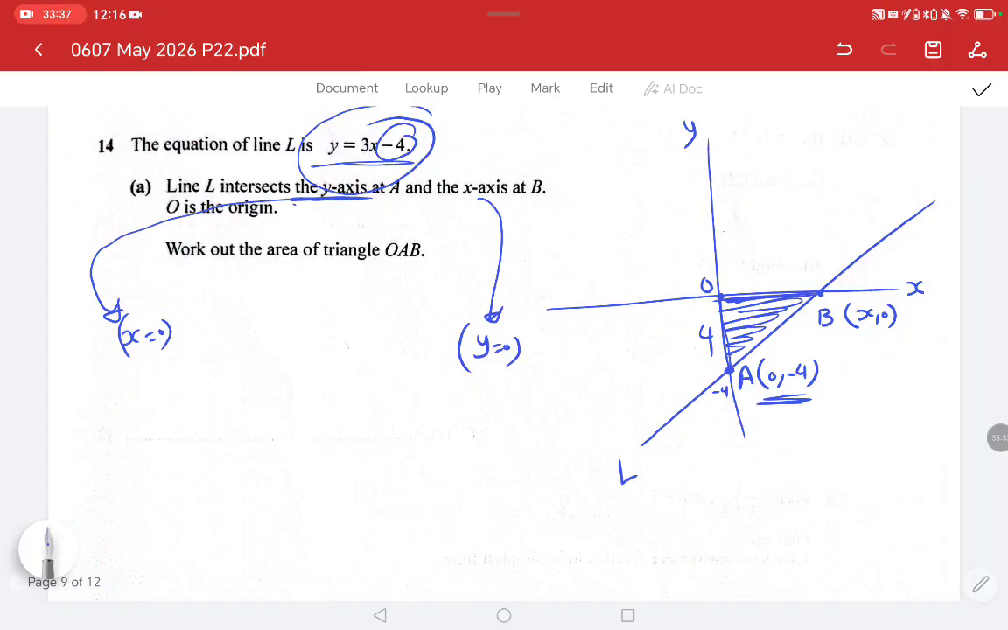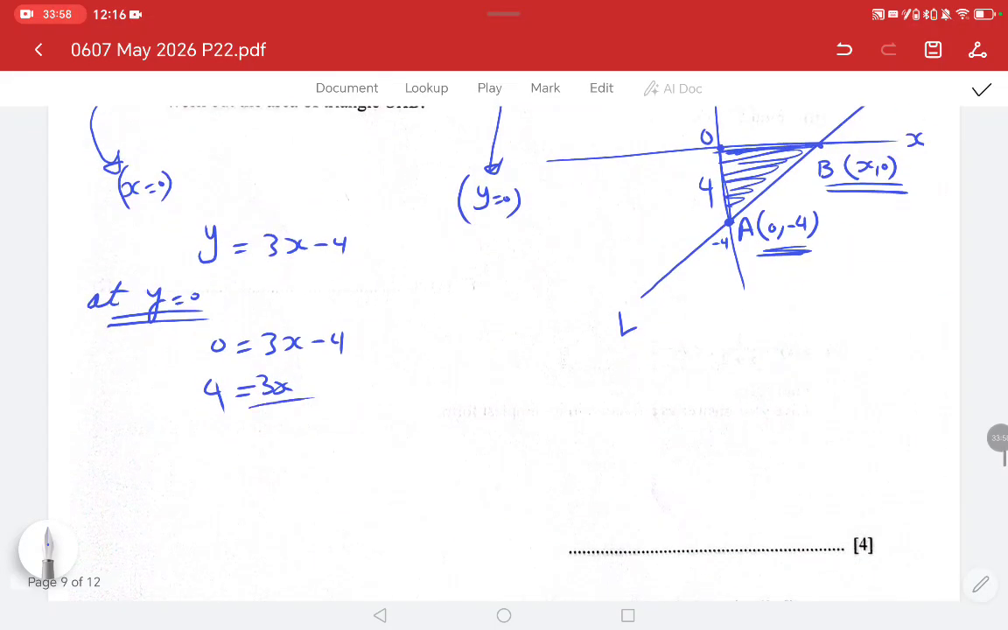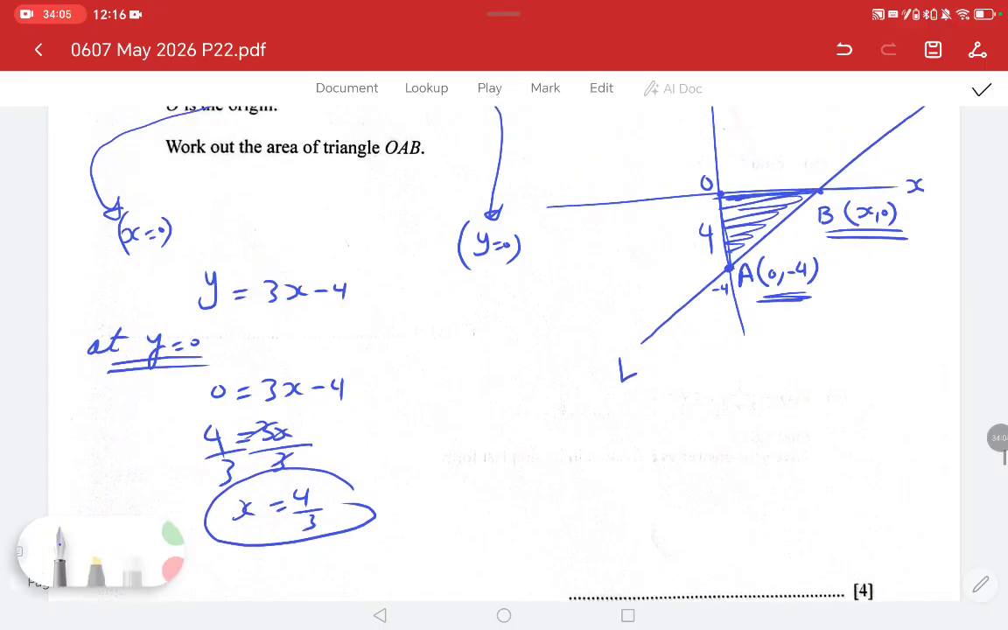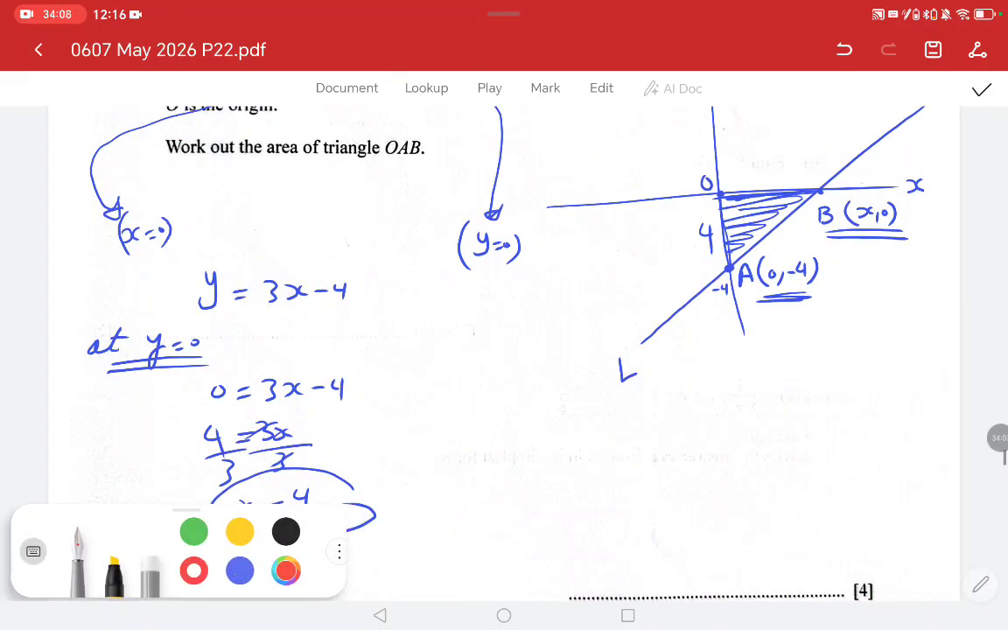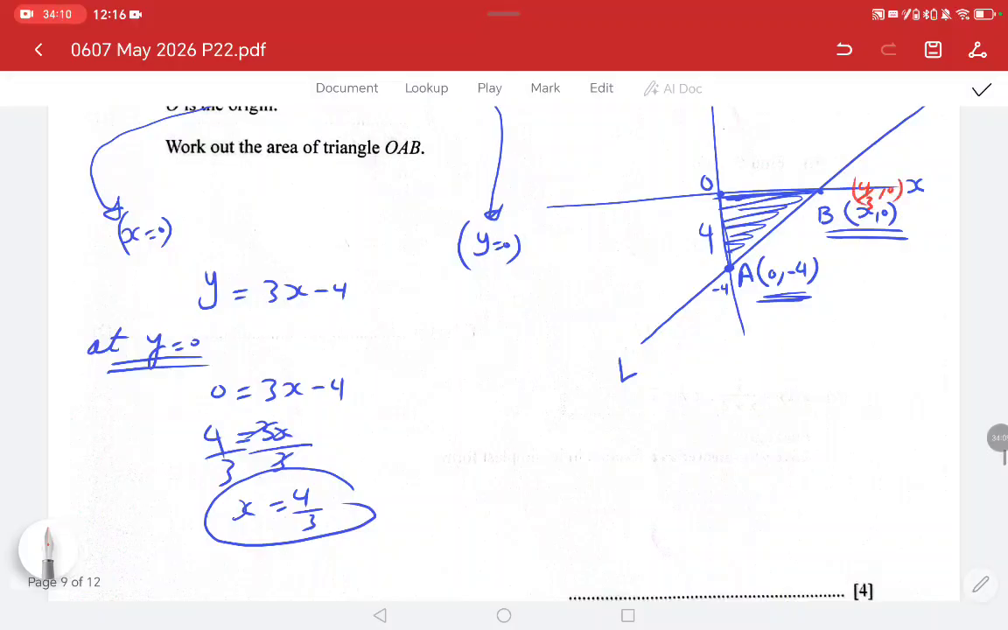To find x, we have the equation y equals 3x minus 4. To find this x, we know that y here equals 0. So at y equals 0, 0 equals 3x minus 4. So 3x equals this 4. If you divide both by 3, x equals 4 over 3. So now you know that this point is 4 over 3 and 0.